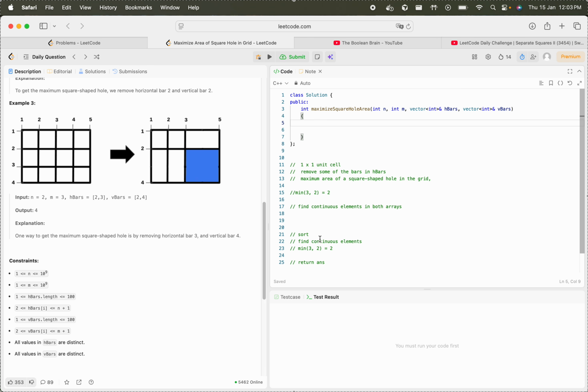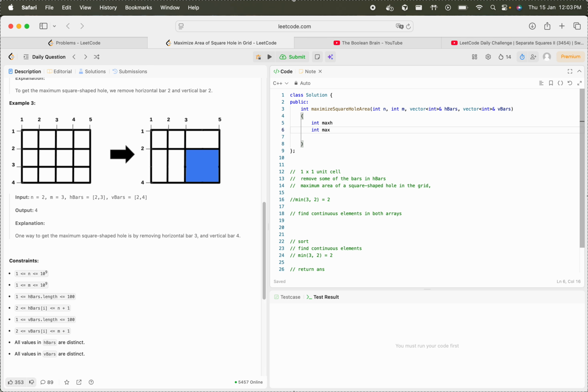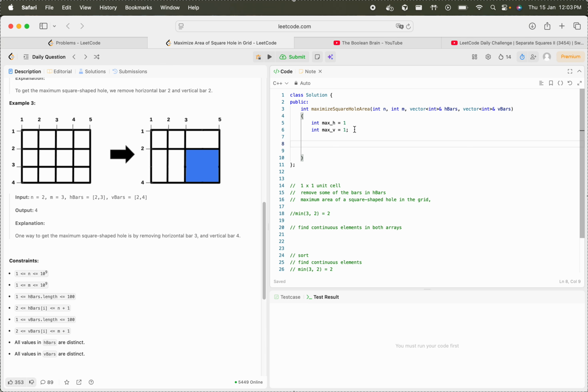In order to find the minimum, we want to find continuous elements. So what's the maximum continuous run in H and V? Let me declare two ints, max H and max V. If you carefully see, what's the minimum or starting answer that I have? One. I already have one, right? So I can start from one. Default is one. Now I can have a look at H bars initially.